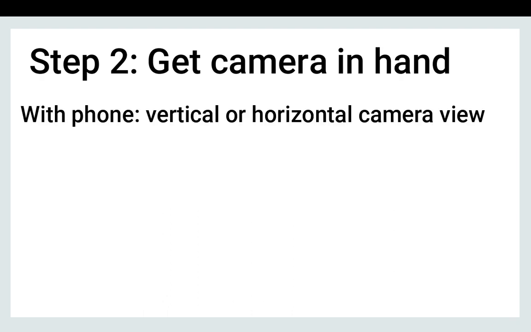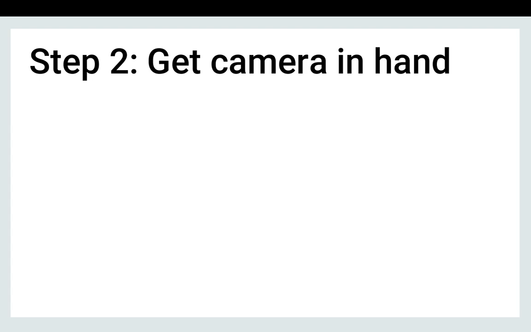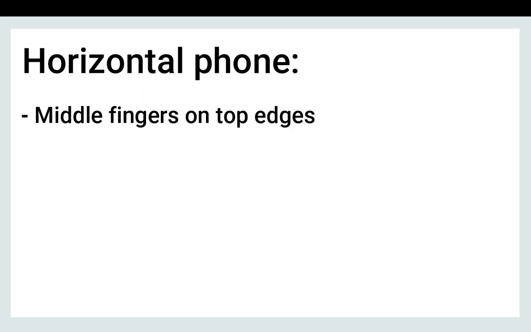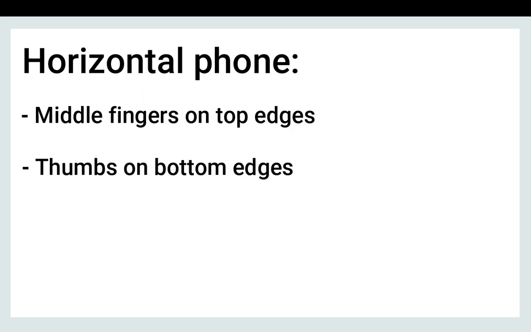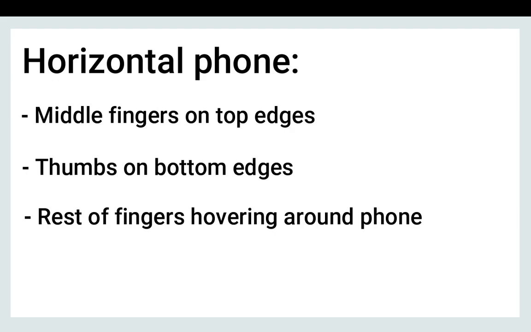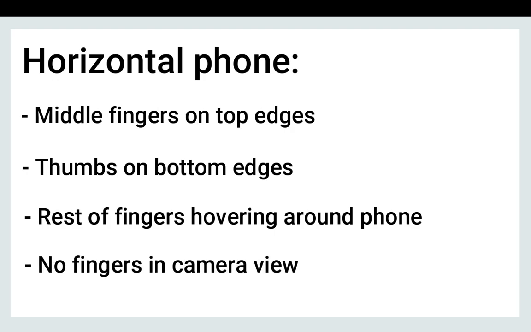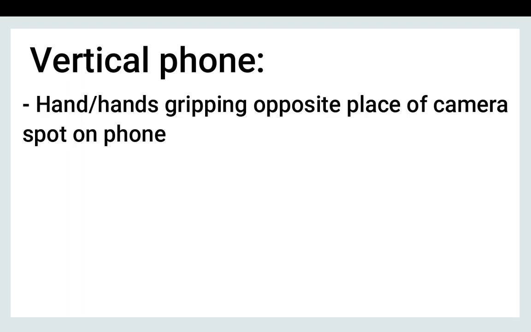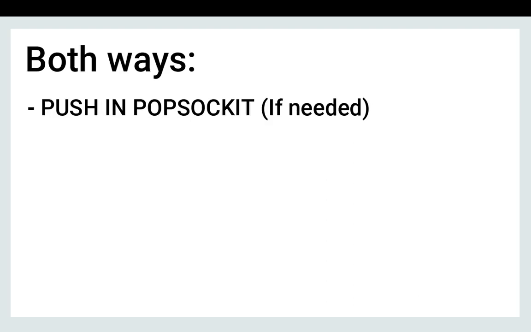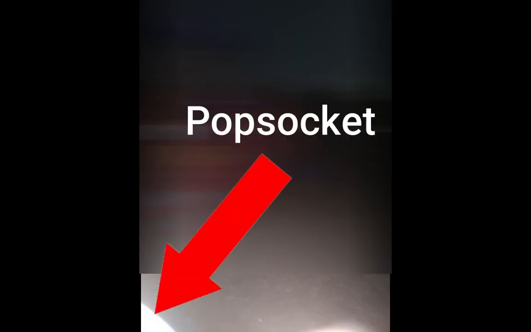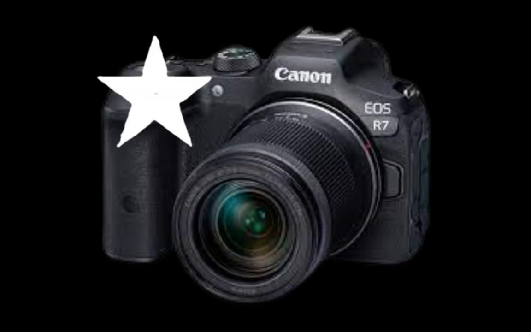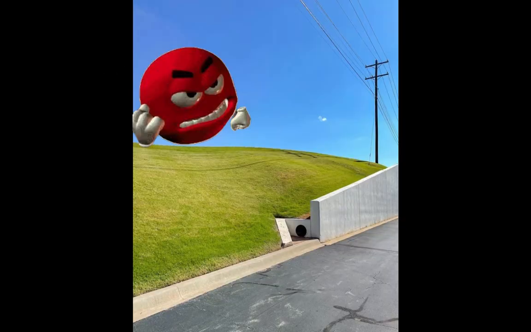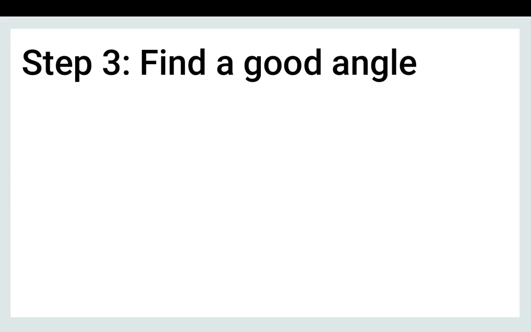If you're using a phone, your phone could be vertical or horizontal. If your phone is horizontal, your middle fingers should be on the top of the phone and your thumbs on the bottom, with the rest of your fingers hovering around the phone, but not in the camera's view. If your phone is vertical, your hands should be gripping the opposite place of where the camera is. If you have a pop socket, you may want to push that in because it can get into the camera's view, which then you may have to take another photo, which I know you don't want to do because you hate this. Step 3. Find a good angle.